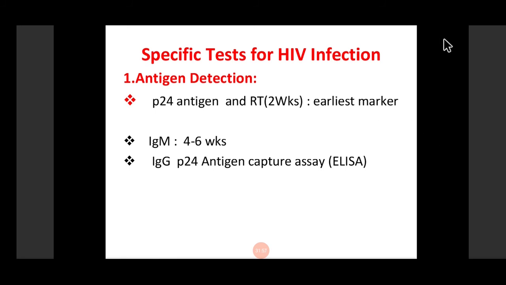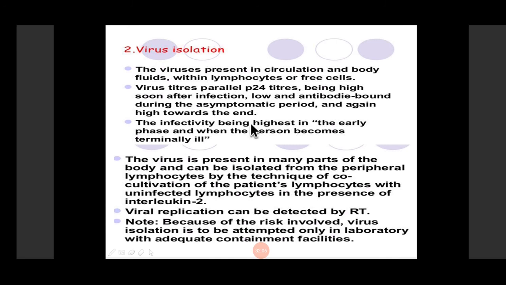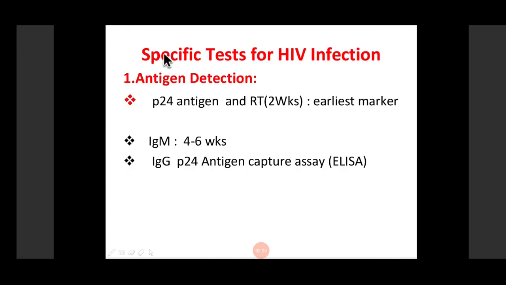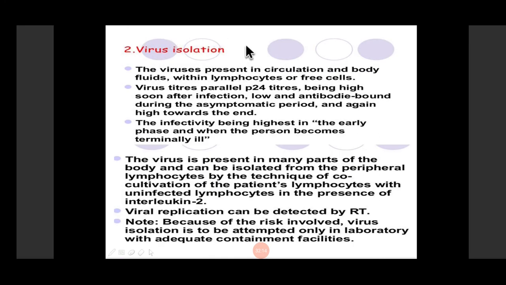Enzyme-linked immunosorbent assay. Good. So by ELISA test, we can detect the IgG and IgM antibodies against the P24 antigen. First we have seen that we can do the antigen detection method, commonly P24 and reverse transcriptase gene. Then we can also isolate the virus from the peripheral lymphocyte, the peripheral CD4 plus T lymphocyte, and we can cultivate it.